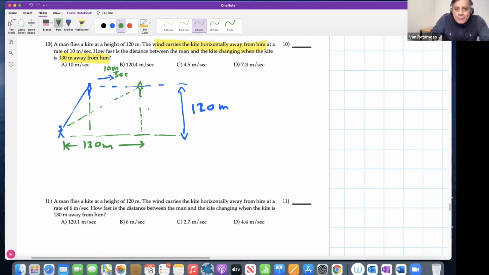But for that, we need variables. The distance between the man and the kite is changing all the time, right? Let's represent that distance with the letter Z, Z as in zebra. And let's represent this horizontal distance, which is changing, with X. The vertical distance is not changing, right? It's always 120 meters, so this one, 120, is not going to change.